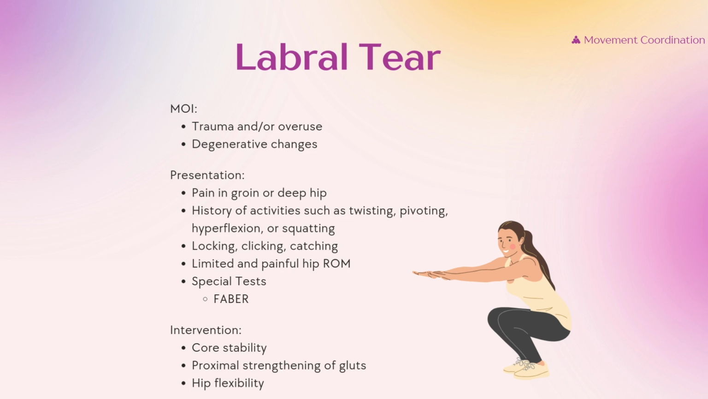Special tests would also be FABER, which we described earlier. So that can be for hip OA or labral tear. It's really what is the population that you're assessing and what else in their presentation matches more for OA versus labral tear. Intervention is going to be core stability, proximal strengthening of the glutes, and hip flexibility, which is just like impingement. They have a very similar intervention.